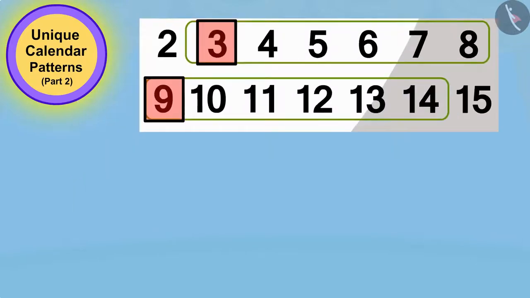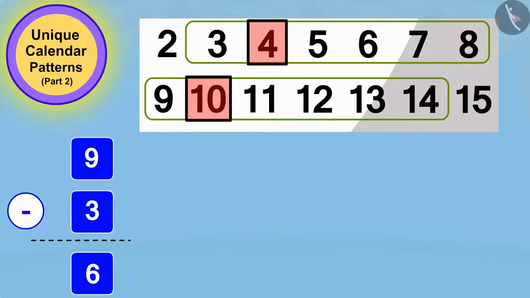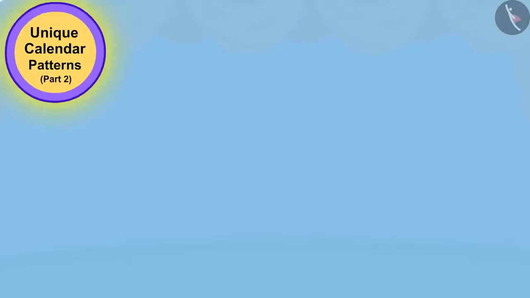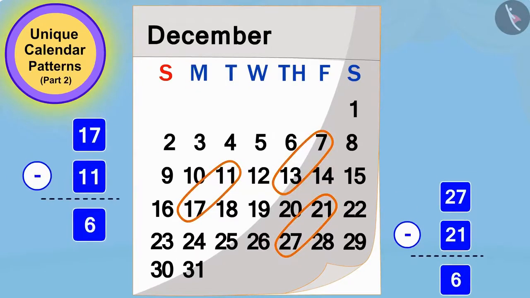Children, if we subtract 3 from 9, how much will it be? Absolutely correct! 6. Now, if we see the next pair of numbers, 4 and 10, then, oh, what is this? After subtracting 4 from 10, once again, 6 is left. Yes, children, we will find the same pattern in any such pair of two diagonal numbers in the calendar. The difference between those two numbers will be 6.